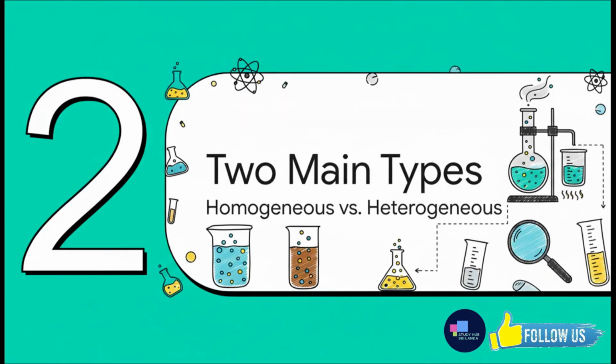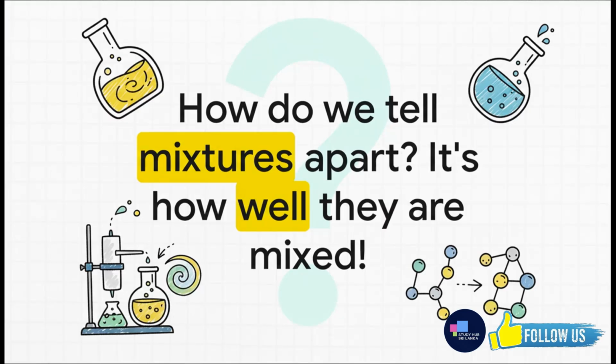Okay, now that we know what mixtures are, how do we start to organize them? Well, it turns out that all mixtures in the world fall into two main types, homogeneous and heterogeneous. So, the big question is, how can we tell the difference? What's the secret? It's all about how evenly the components are spread out. Are they mixed together so perfectly that it looks like one single thing? Or can you still see the different parts?